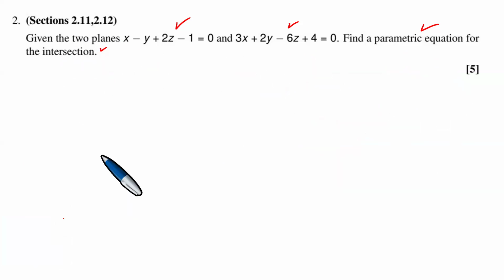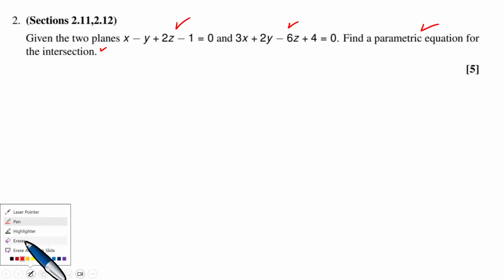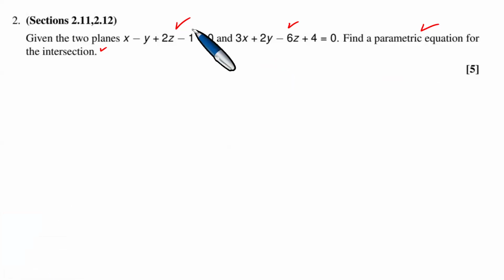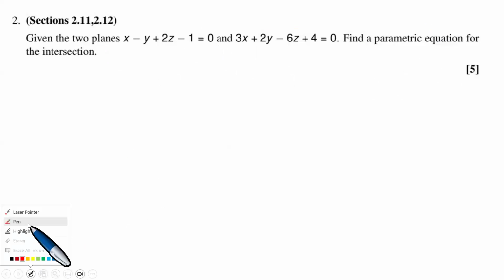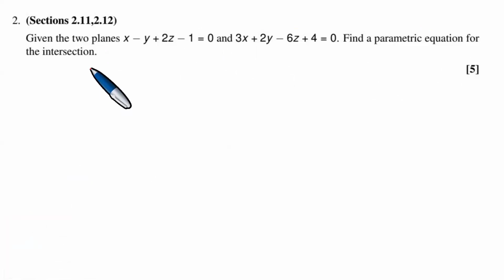Given these two planes, what does the examiner want? The examiner is saying find a parametric equation for the intersection. These planes will intersect if you sketch them, and then we need to find the parametric equation for the intersection. Let's do that. So we must write them over each other. Right, so you're going to have x minus y plus twice z.